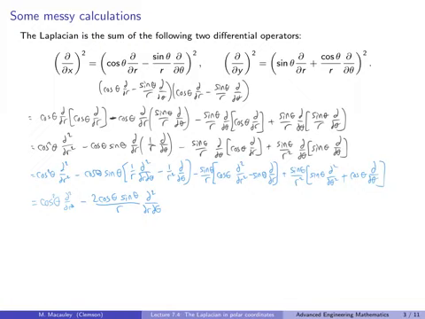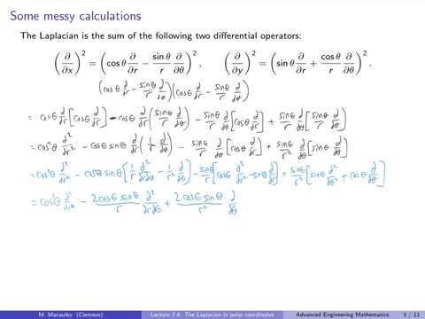And now what else do we have here? We have a couple of them that are over r squared. So here we have cosine sine over r squared times d theta, right? And we have that somewhere else as well, I think. Yeah, cosine sine over r squared times d theta. And these are both positive. So this is going to be plus 2 cosine theta sine theta over r squared times d theta. I swear this is going to cancel very nicely. I think you're going to be surprised.